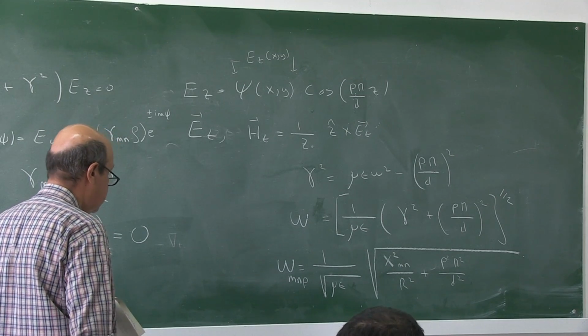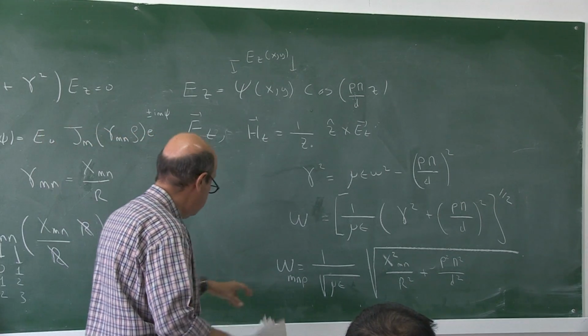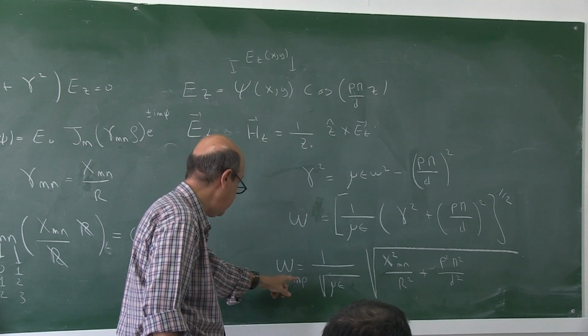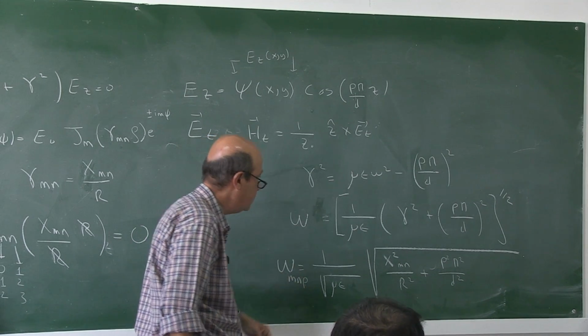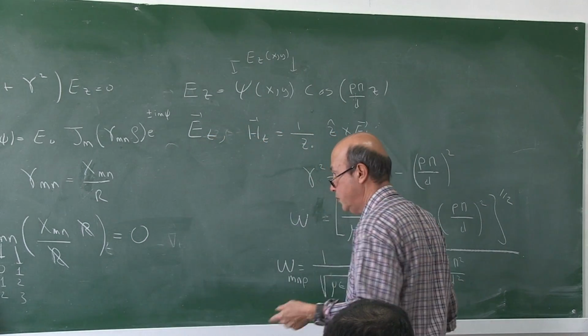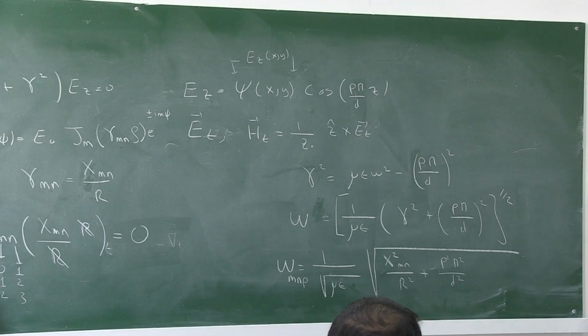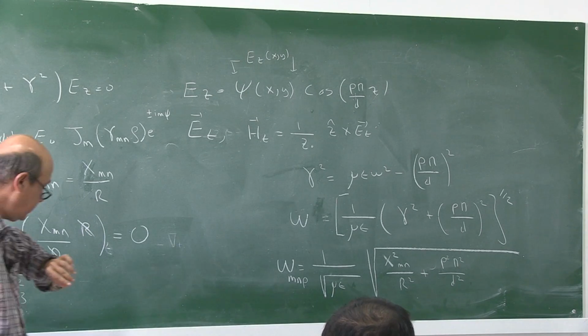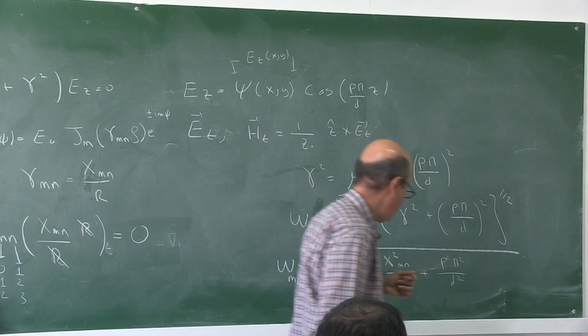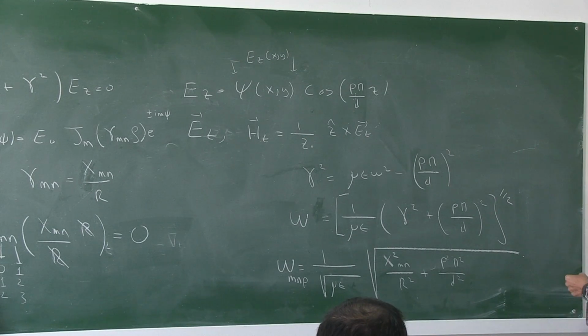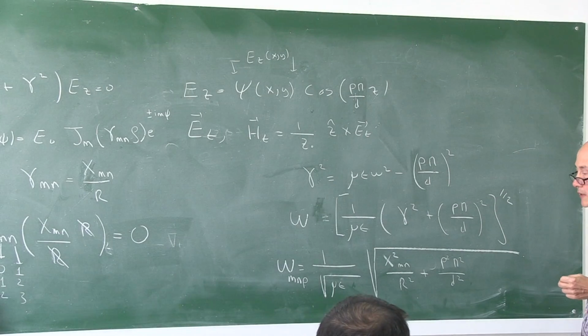So you have several options. M could be 0, 1, and so on. M could be 1, 2, and P could be what? 0, 1, 2, 3, and anything else. So these are the possible surviving frequencies in this cylindrical cavity.